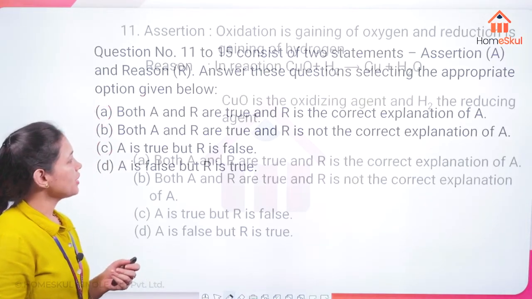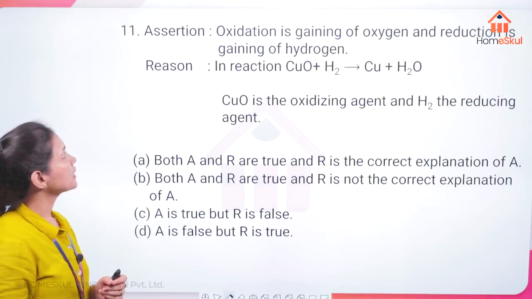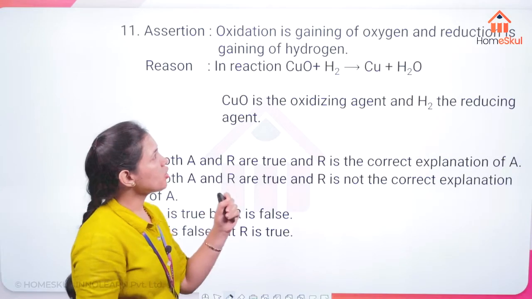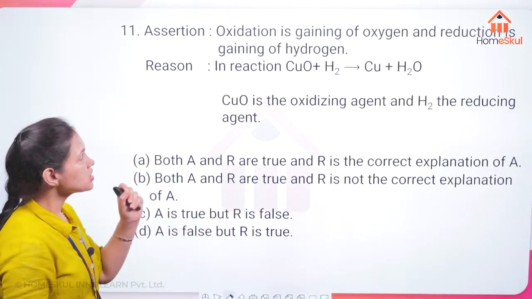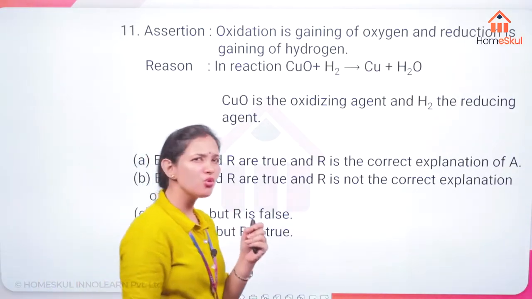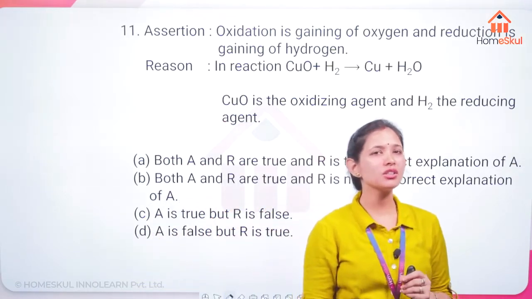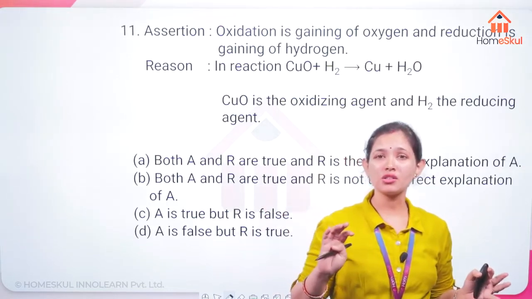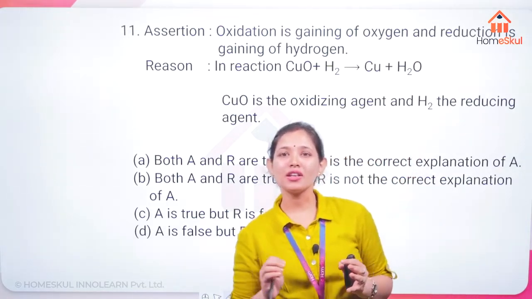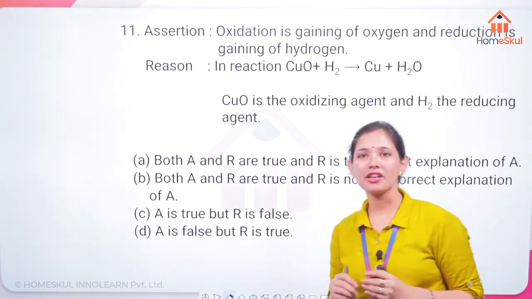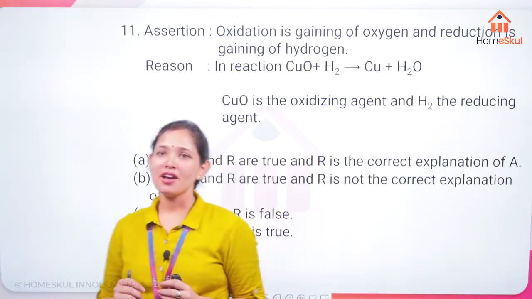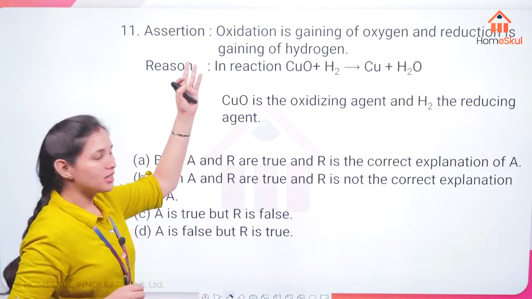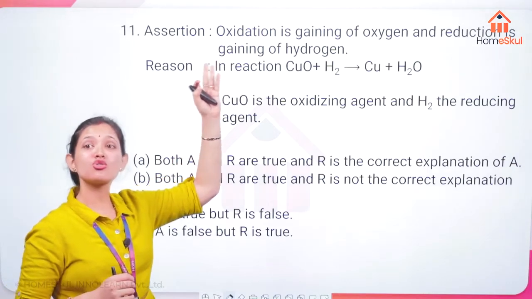Now here just see the assertion. The assertion is: oxidation is gain of oxygen and reduction is gain of hydrogen. Is that true or false? You just tell me. The assertion given here is that oxidation is the gain of oxygen. Yes, it's true. Very good, Neha, Anushka, Diya, Preeta, Ellen, everyone. This is the correct statement, so the assertion is true in this case.